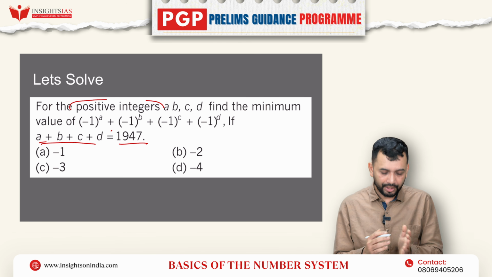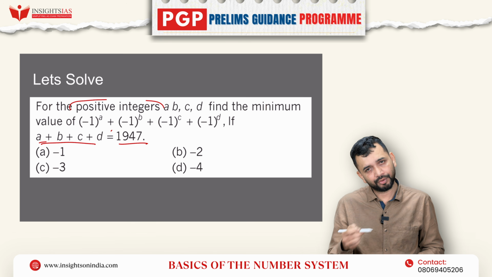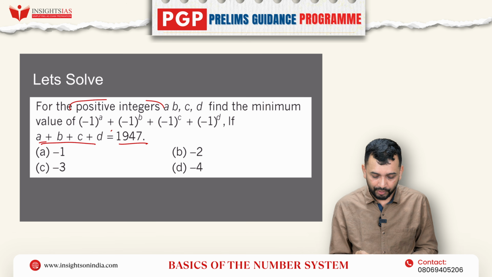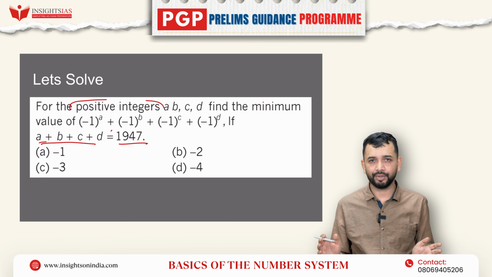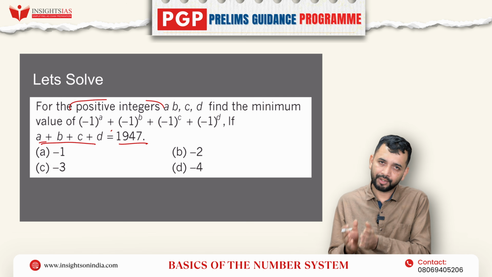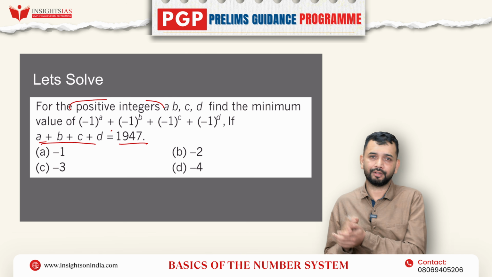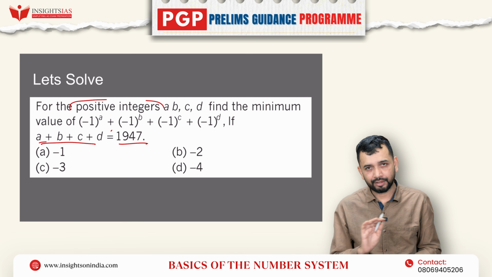What are the 4 cases that can happen? Let's say all are even. Then even plus even, even plus even, so the final answer would have been even. But 1947 is odd. That means A, B, C, D cannot all be even. Let's say 2 are even, 2 are odd. Then even plus even is even, odd plus odd is also even, so the final answer would have been even again. So that is also not a possibility.